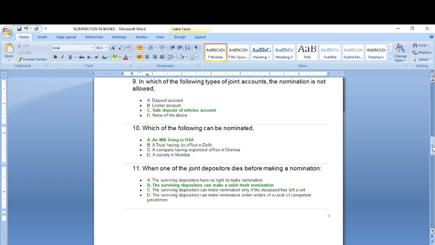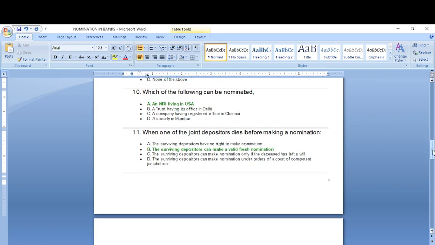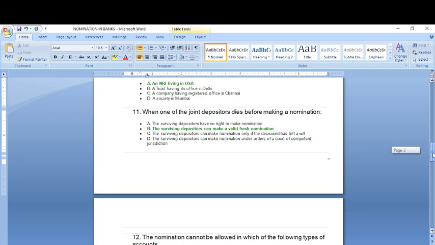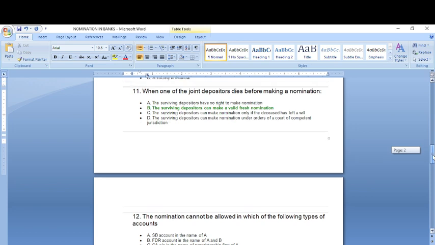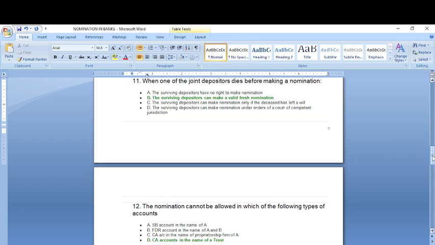We've already discussed. Which of the following cannot be nominated? An NRI can be. We've discussed it. It can be a resident. It can be a non-resident. But a trust, company, society cannot be, because it is an individual capacity. When one of the depositors dies before making a nomination, the surviving depositors can make a fresh nomination. So in a joint account, the person who's alive can make a fresh nomination.